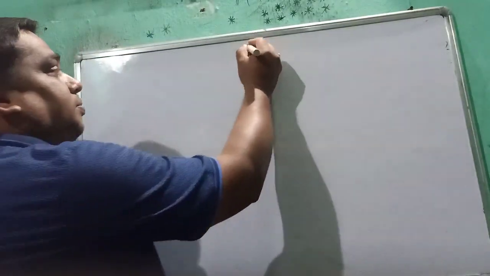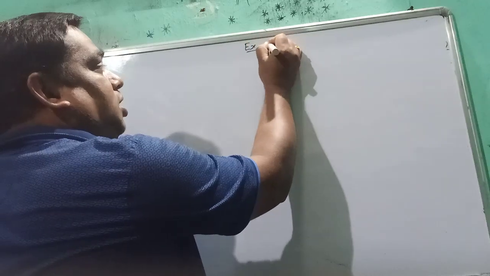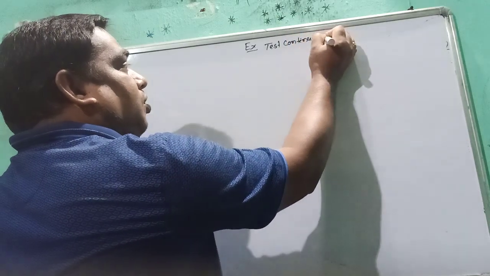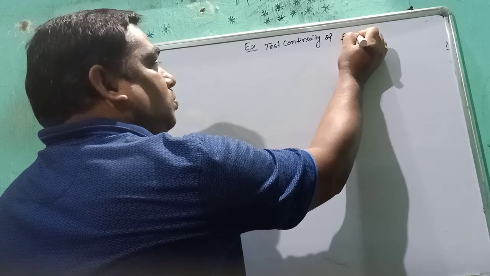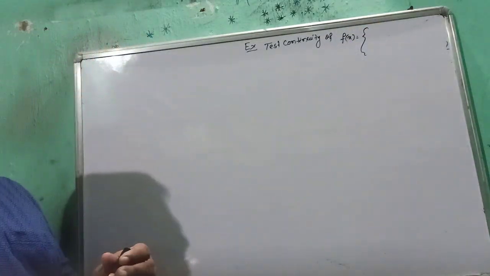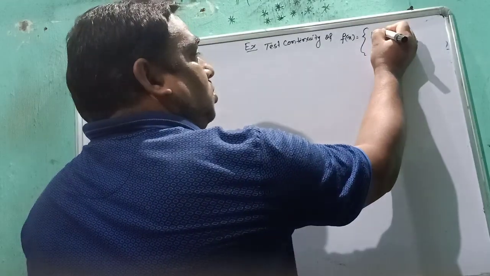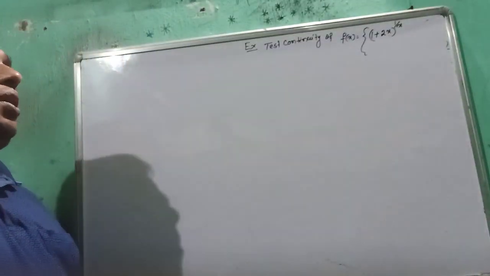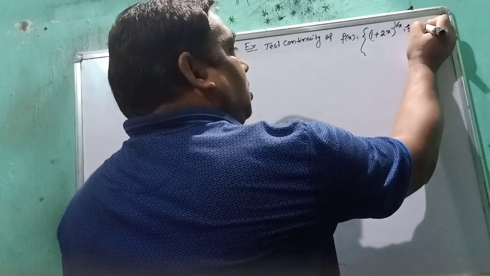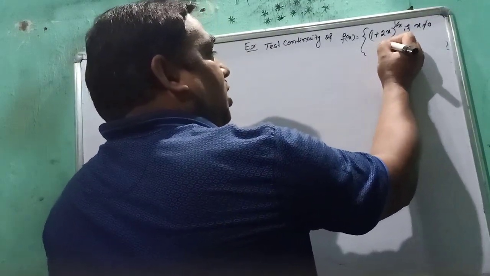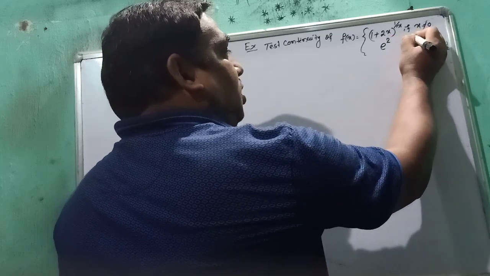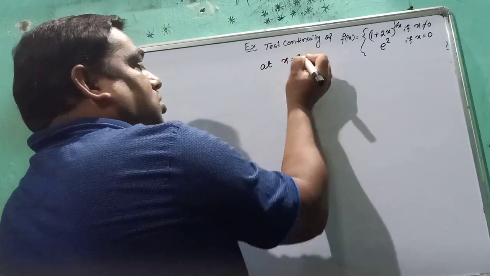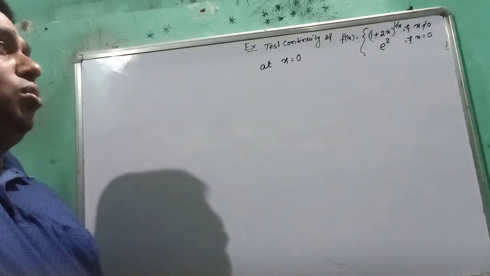Here the question is given: test the continuity of f(x) equal to (1 plus 2x) to the power 1 by x if x is not equal to 0, and its value is e square if x is equal to 0, at the point x equal to 0.